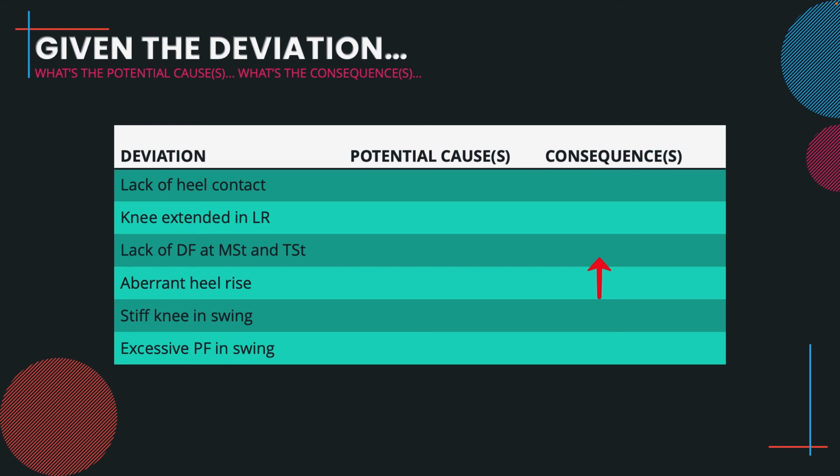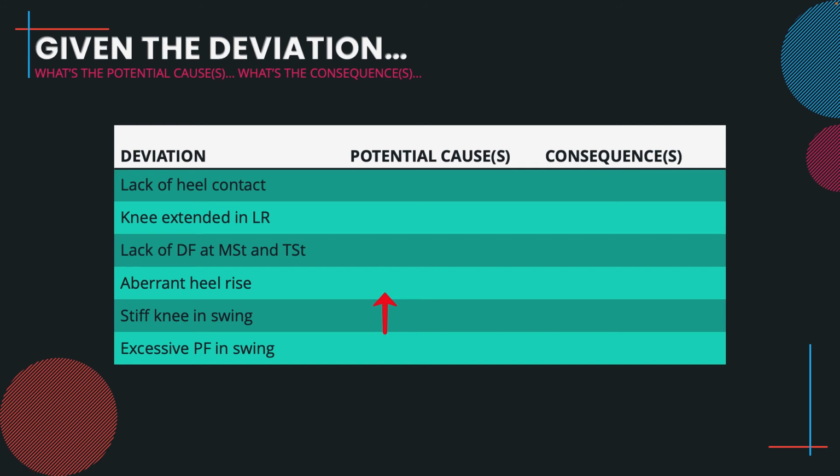So then we'll look at an aberrant heel rise, and so our heel rise may happen too early in the gait cycle. This could be due to a hip flexion contracture, or it could be due to some anterior hip pain.